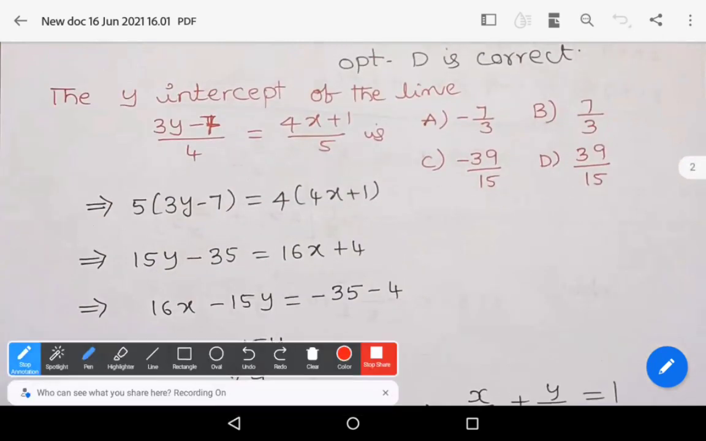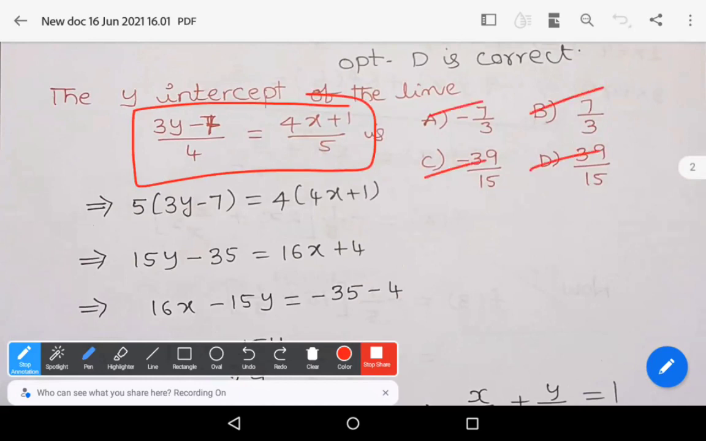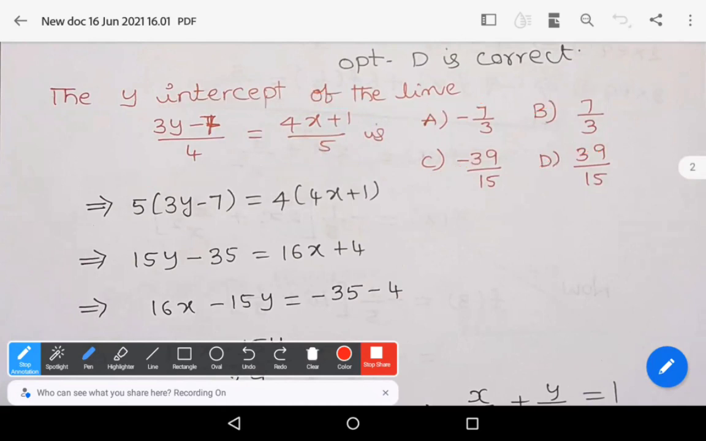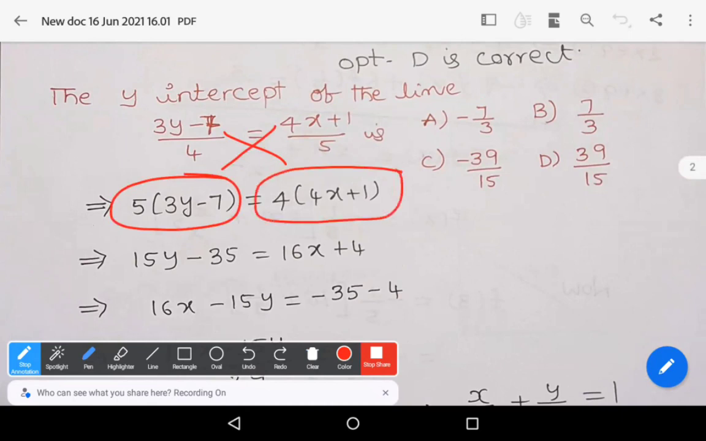The y-intercept of the straight line 3y minus 7 by 4 is equal to 4x plus 1 by 5 is. There are 4 options. You have to find the correct option. Let us cross multiply this equation. You get 5 into (3y minus 7) is equal to 4 into (4x plus 1). After simplifying, you get this.